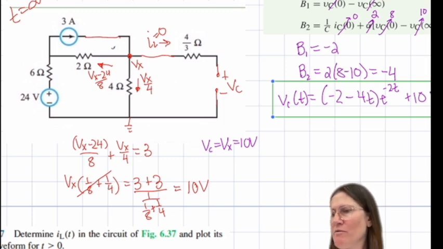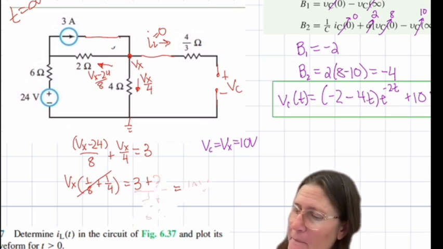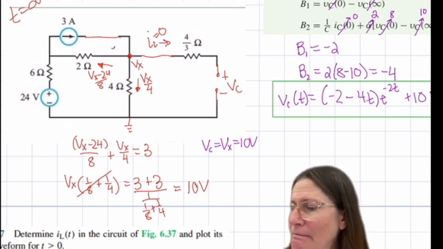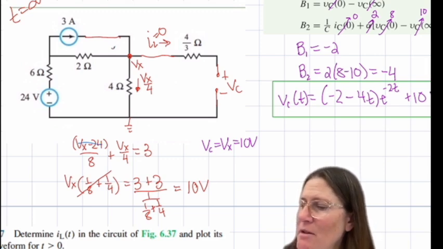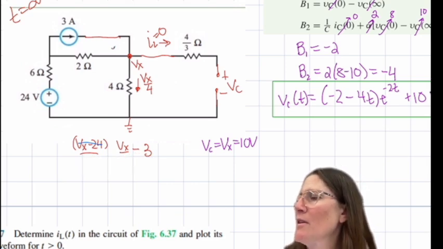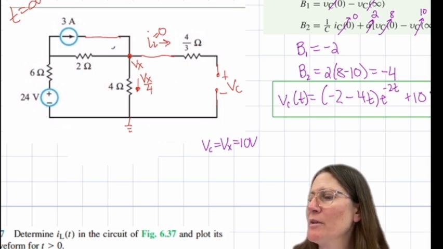So 0, Vx over 4, Vx minus 24, 6. Oh, sorry, that's why. I see. So this is not 0 on this side. Sorry, so that's not correct. Eraser. So you don't know what this node is here.